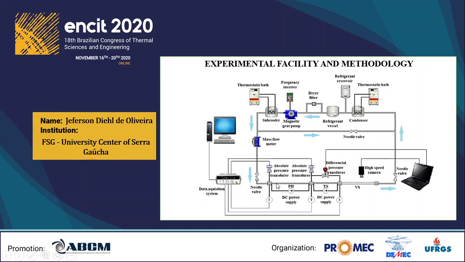We have the measure of temperature and pressure using absolute pressure transducers and thermocouples in the preheater inlet and test section inlet to establish the pressure drop in the test section. We use a differential pressure transducer in this case.